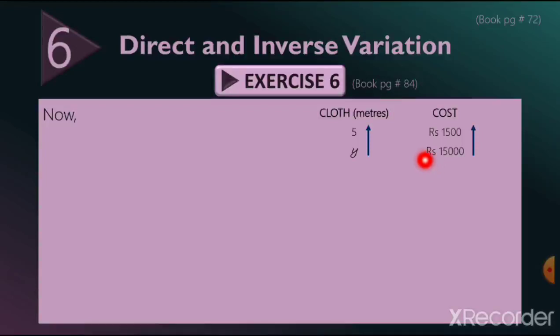As I have told you in the previous question, the values with the arrow tails are numerators, and the values with arrow heads are the denominators. So we have created these fractions. y by 5 is equal to 15,000 by 1500.